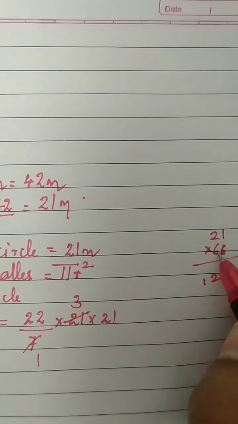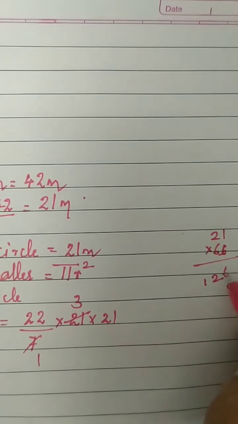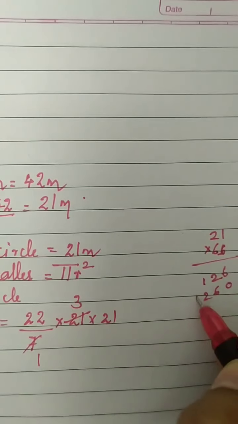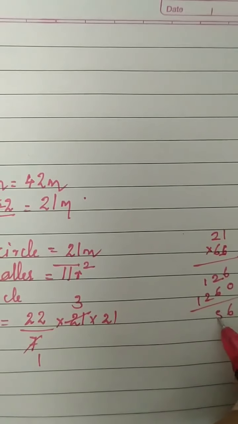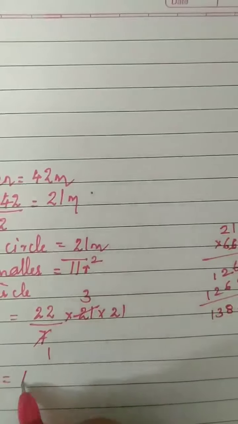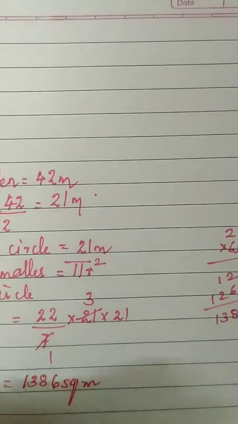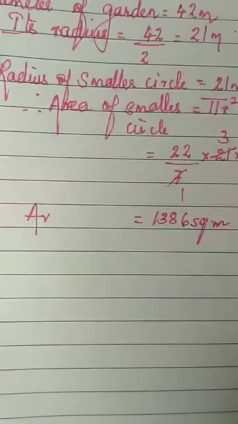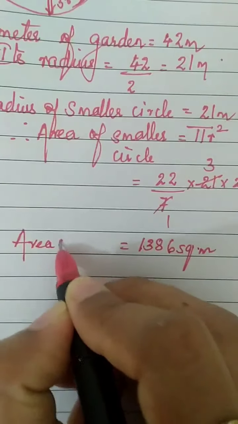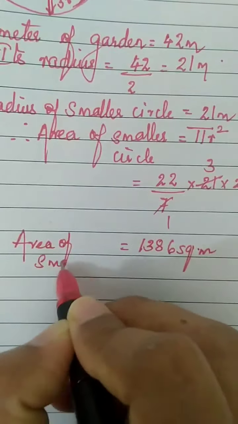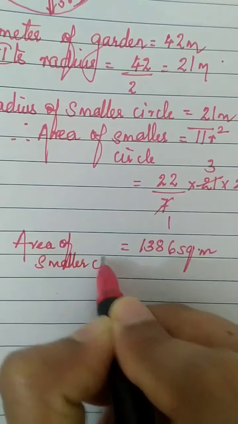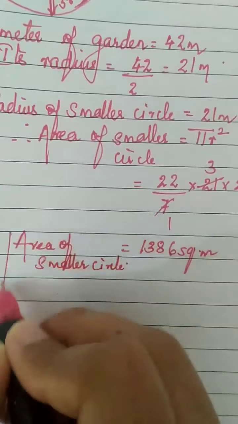I told you, the next number is also 6. Put 0 and copy this number as it is. 6, 2, 1. 8, 3, 1. 1386 square meter. This is the area of the smaller circle. Highlight.